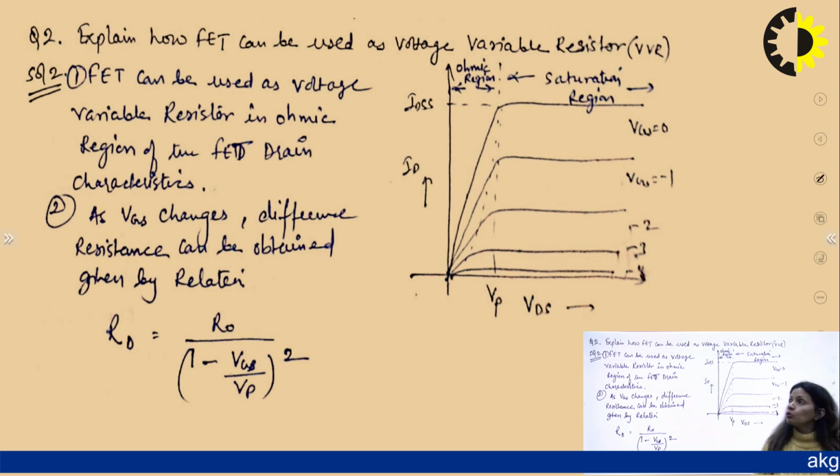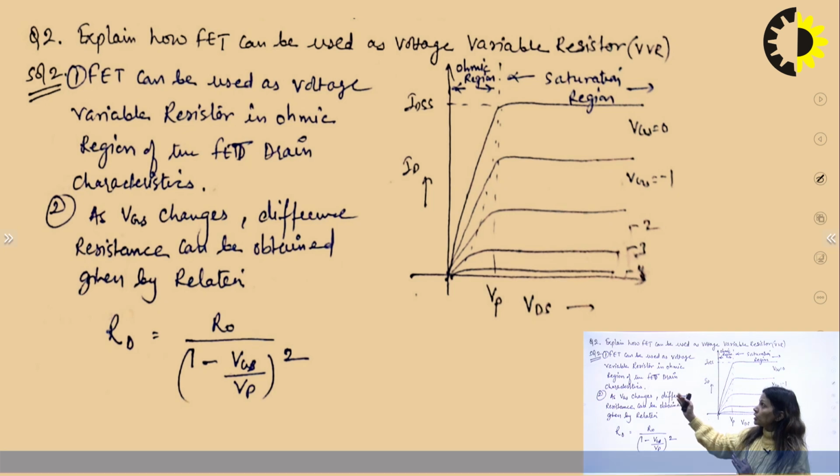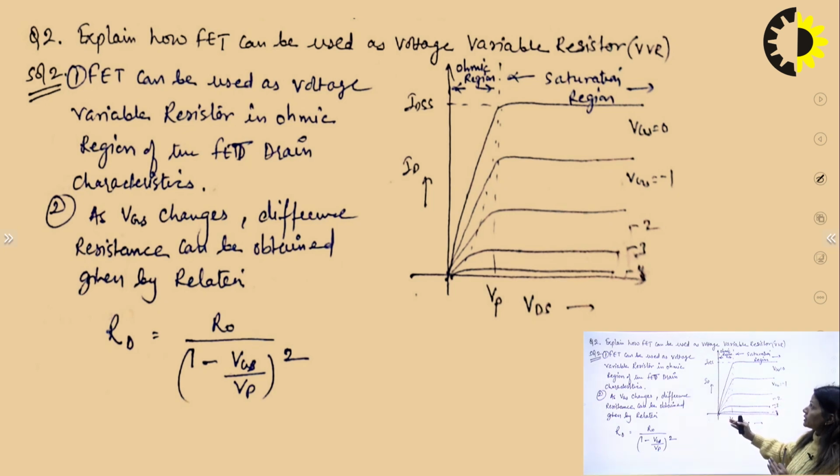Now question 2 is: explain how FET can be used as a voltage variable resistor. You have to answer it accurately. The field effect transistor can be used as a voltage variable resistor in the ohmic region of the FET drain characteristics. So we will show the ohmic region in its output characteristics. We will sketch this graph, clearly marking the voltage VDS on the x-axis and the drain current on the y-axis.